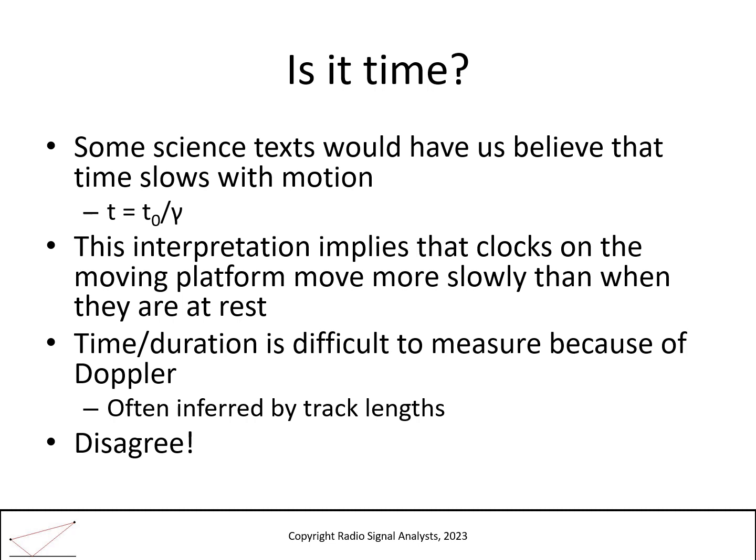Some science texts write that time slows with motion. The twins paradox is the classic thought experiment where time is expected to slow down for a moving object. This interpretation implies that clocks on the moving platform move more slowly than when they are at rest. Most of these inferences come from relativistic particles that seem to last longer than they should because they are limited by the speed of light.